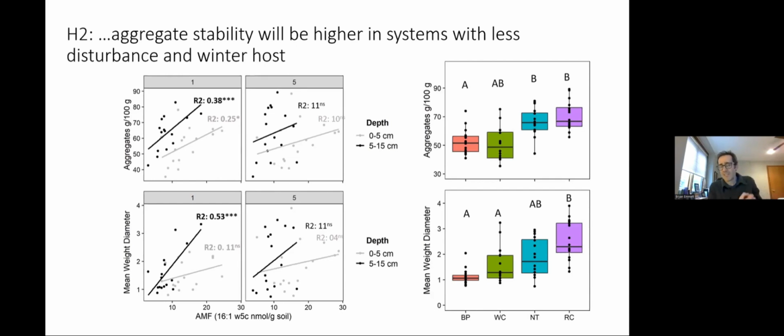And so this suggests that either A, this is the most sensitive indicator, if we're looking for biological indicators of soil health, or B, if we're trying to manage for aggregate stability, for soil structure, that maybe we should focus on the relationship of AMF early in the season and select for systems that are more stable in the abundance and activity of these organisms over time.